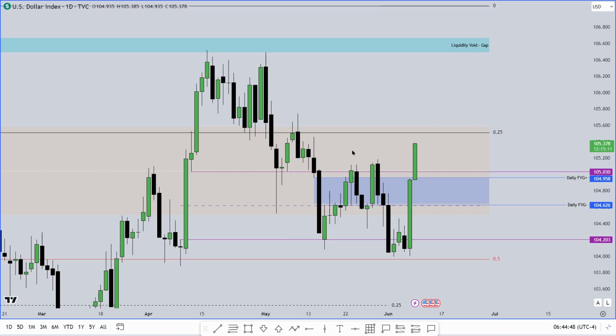You can see here that we are again in a seek and destroy where we're just running highs and lows. I am interested in this volume imbalance inside of this order block, and I want to see if we can reject this area. We're currently rejecting it as I'm speaking, and I am noting the equal lows left down here.